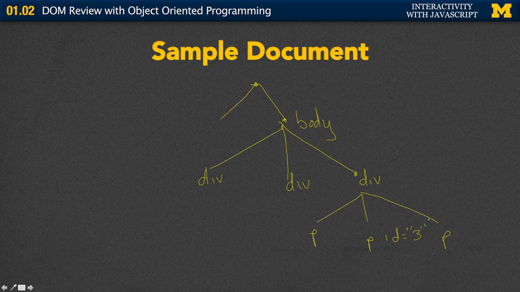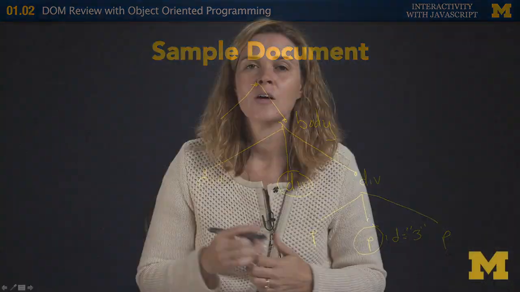So what does this mean? Why do we care that the page is built like a tree? This means that JavaScript can actually go in and it can look and say, you know what? I wanted to find the second div. Oh, I found this thing right here. Oh, I wanted to find the specific paragraph that had the ID equals 3. Oh, it's right here.